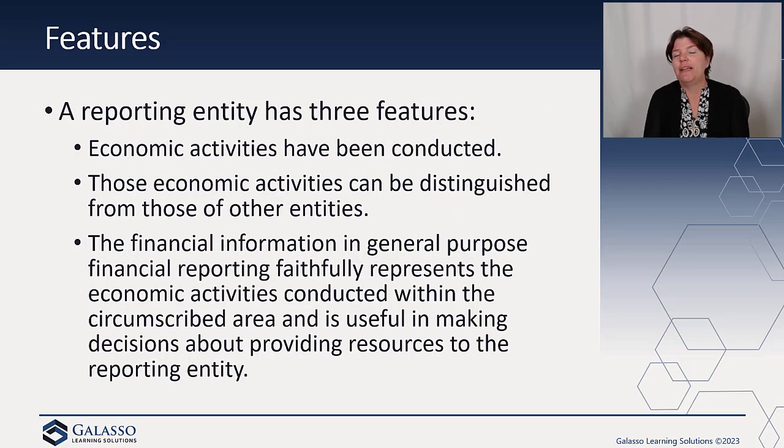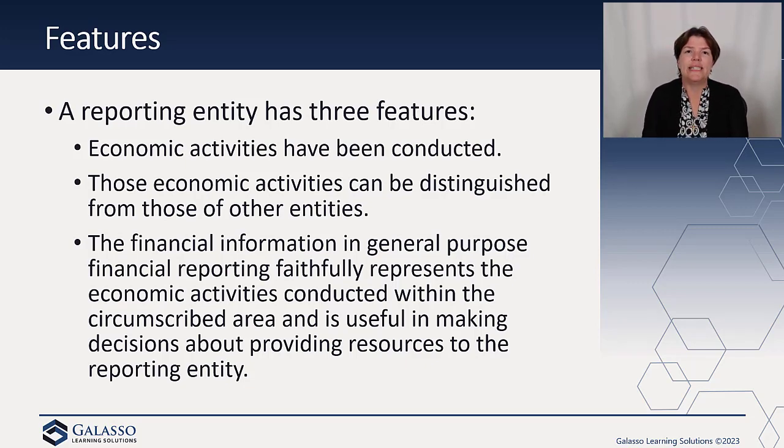And it has three features that it focuses on. Economic activities have been conducted. Those economic activities can be distinguished from those of other entities, and the financial information in general purpose financial reporting faithfully represents the economic activities conducted within the circumscribed area and is useful to the decisions about providing resources to the reporting entity. And so what we're really looking at is how do you put boundaries around economic activity, right? And so how do we know what can be its own set of financials?